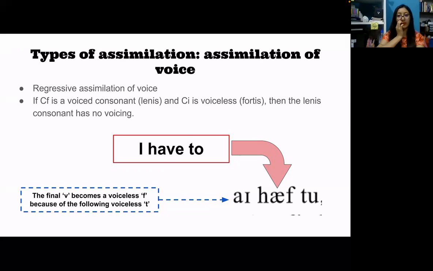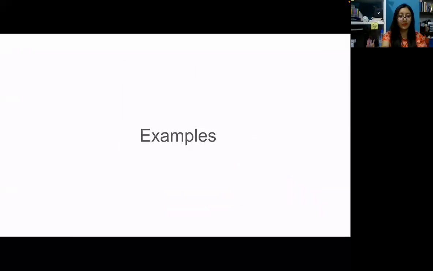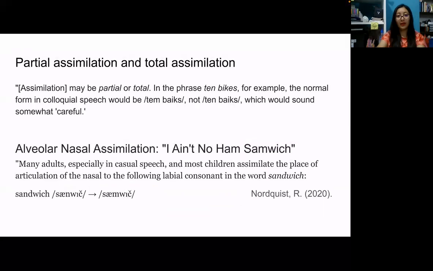And well, now we're going to see some examples. Okay, so let's move on to some examples that we found. An assimilation is partial if the assimilated sound retains at least one of its original phonetic features and adopts only some of the phonetic features of another sound. It's total assimilation if the assimilated sound adopts all the phonetic features of another sound and becomes identical to it.